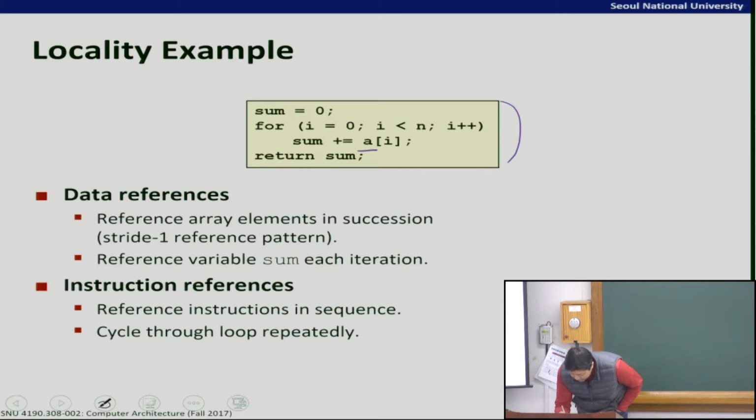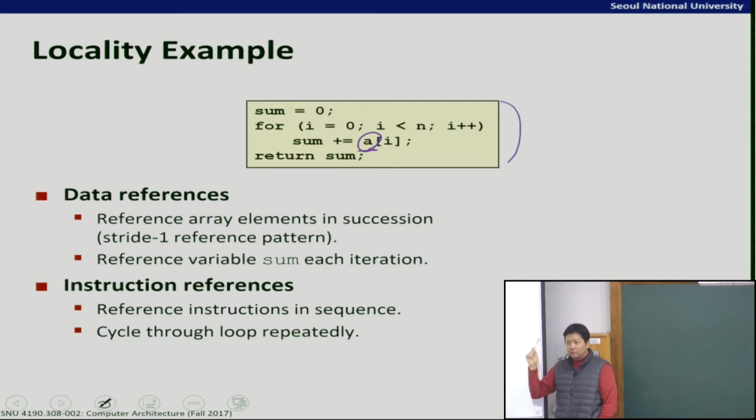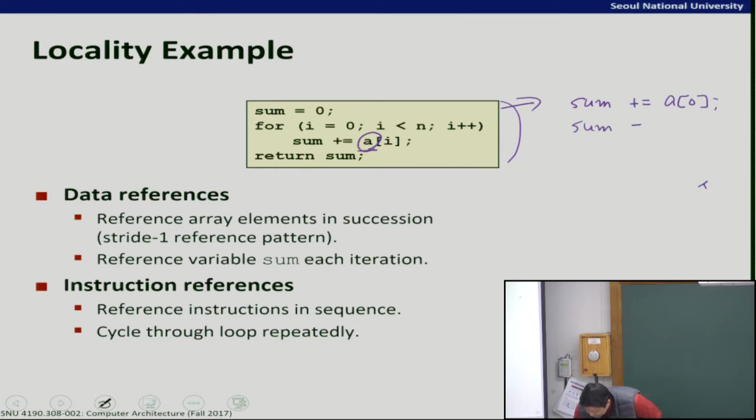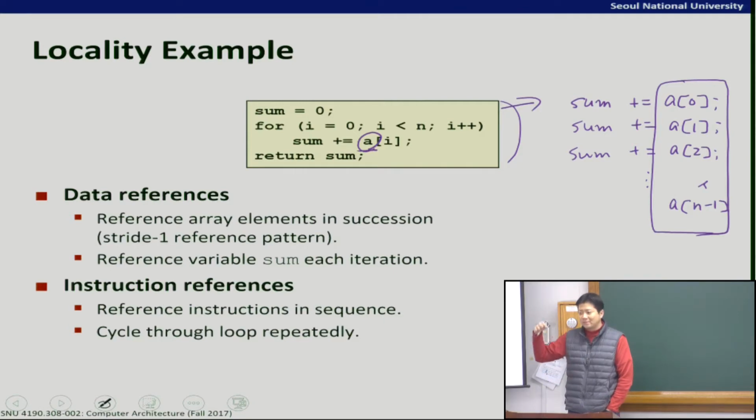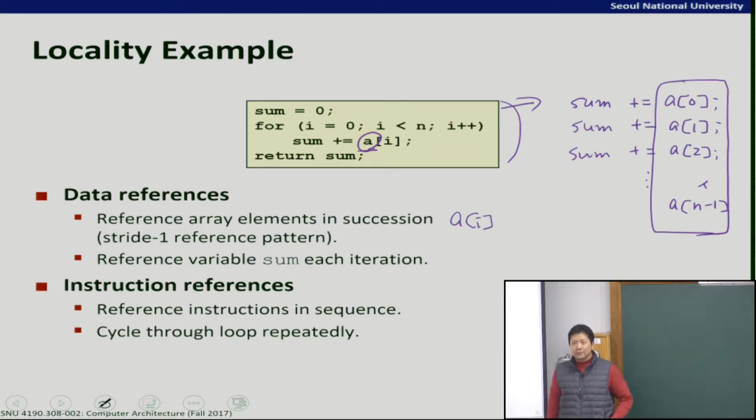So let's think about what kind of locality is there. By executing this program and accessing A of I, you have to execute a load instruction, right? If you unfold it, it'll be something like this: sum is sum plus A of 0, followed by sum plus equal A of 1, sum plus equal A of 2, and so on, up to A of n minus 1. So you keep accessing starting from A of 0, next A of 1, A of 2. If you access this array A of I, what kind of locality is there in this access pattern?